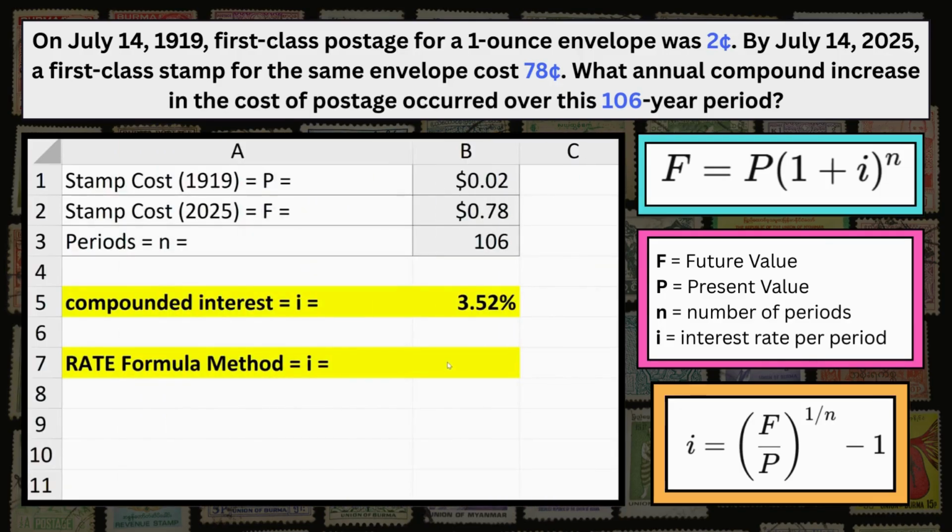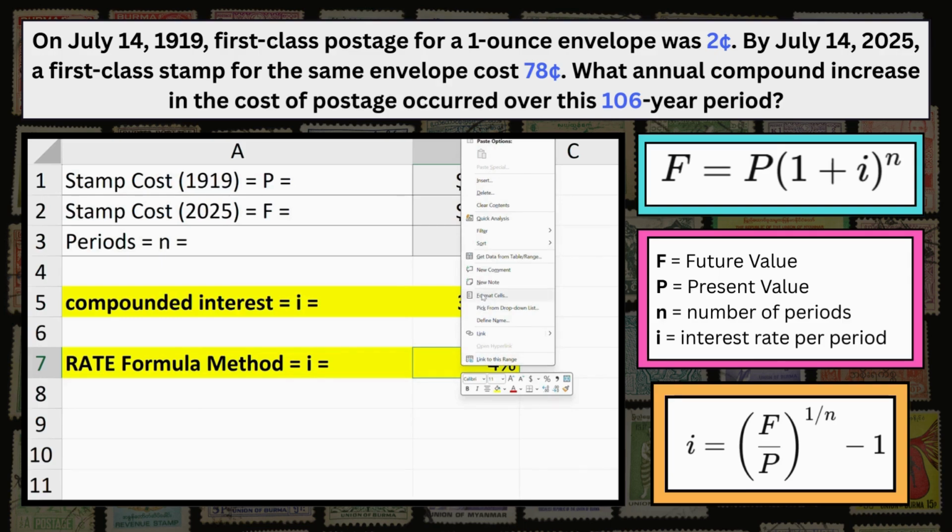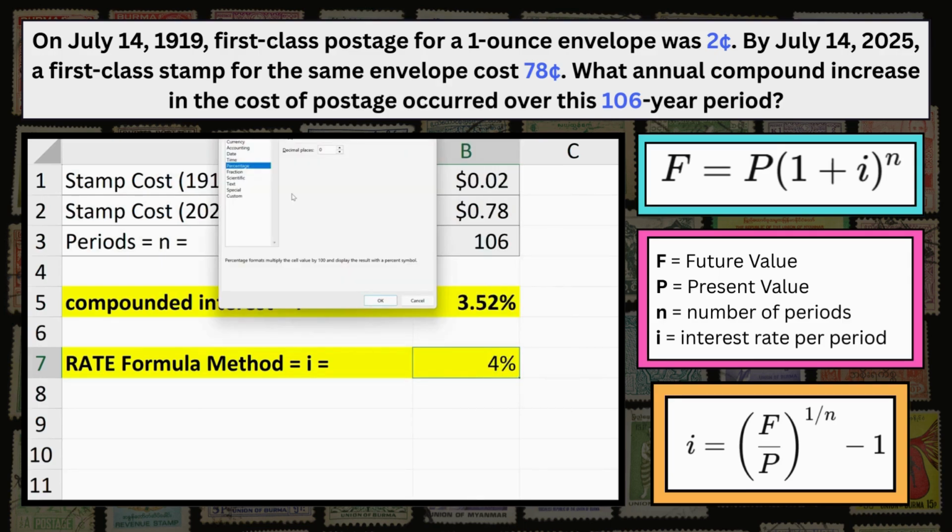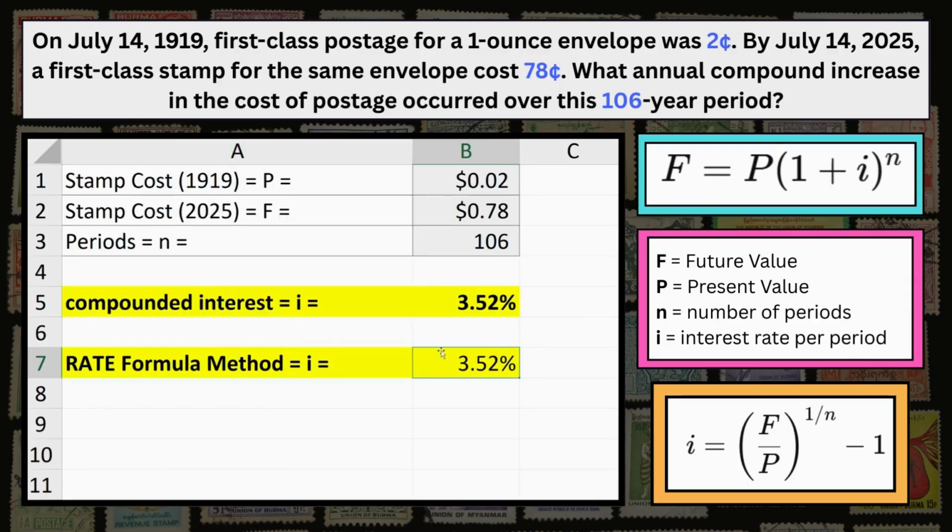Another way to solve this in Excel without rearranging the math yourself is to use the built-in RATE function, which is designed for problems like this. In a new cell, type equals RATE, open parenthesis, B3, 0, -B1, B2, close parenthesis. Here, B3 is the number of years, 0 is the annual payment since there isn't one, -B1 is the starting value, and B2 is the ending value. Format that result as a percentage, and you'll see the same 3.52% growth rate.